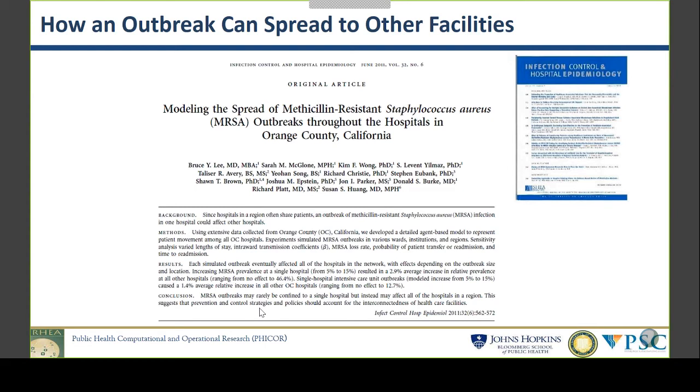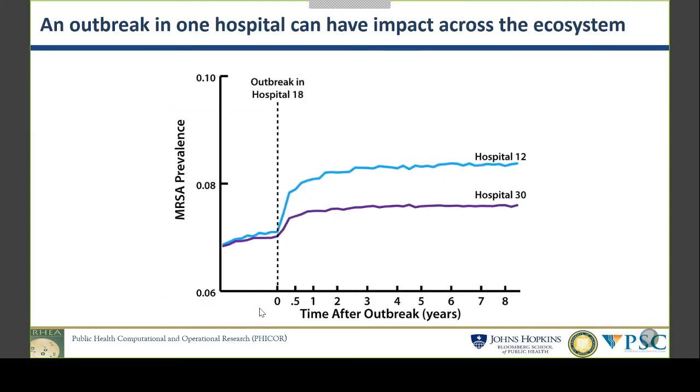And so what we did was we looked at just the spread, and if I have an outbreak in one hospital, how does that affect other hospitals? So you might think in the healthcare ecosystem, well, that's their problem. They've got MRSA spreading all over the place in their hospital. That's not going to affect us. But that's not really the reality.